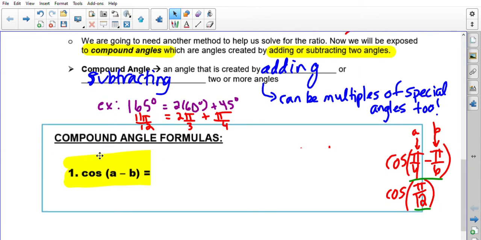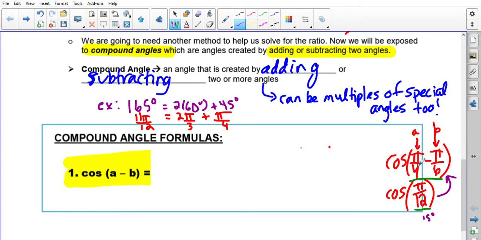Okay, so we start off by just giving you the compound angle formula for cos A minus B. That is if you are subtracting two special angles. So A and B are some type of angle. For example, at the side here, that would be like if I gave you cos pi over 12, and you had to rewrite cos pi over 12 as the addition or subtraction of two angles. So you would think pi over 12 is 15 degrees, right?